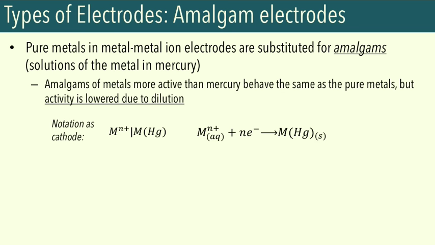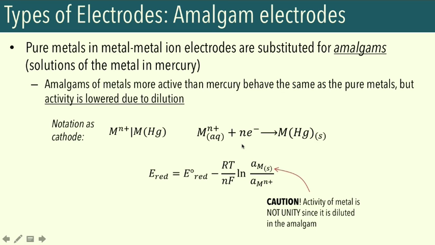So again, the corresponding half reaction is actually just the same as our metal-metal ion electrode, but we just have to keep in mind that our solid in this case is a solid solution now. Okay, so the corresponding Nernst equation for the reduction potential of our amalgam electrode is as follows, but an additional caution that we just have to keep in mind when we consider amalgam electrodes is that this part over here, the activity of our metal is not equal to 1 since it is now diluted in the amalgam. Okay, so this value over here, this is going to be less than 1. Okay, so since we now decrease the activity of our metal, this will lead to a corresponding decrease in the corresponding reduction potential if we have an amalgam electrode.